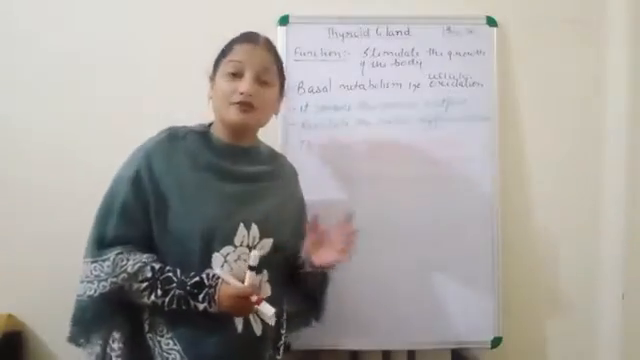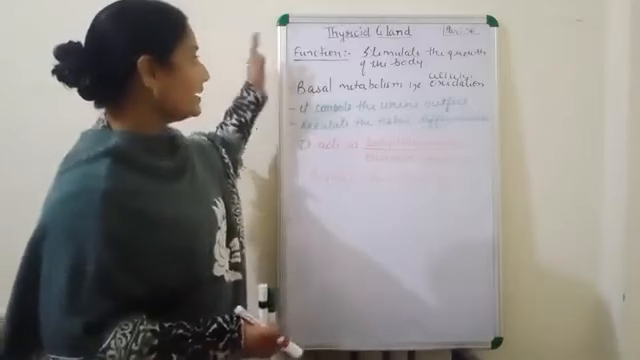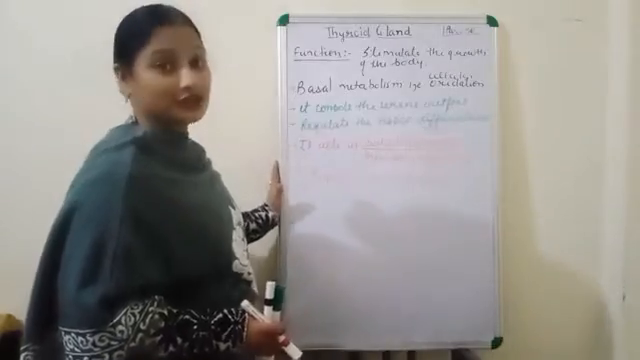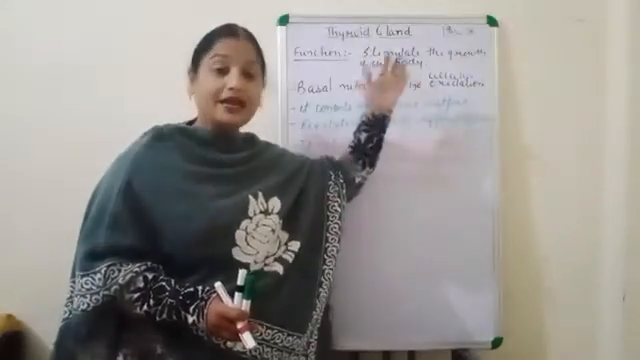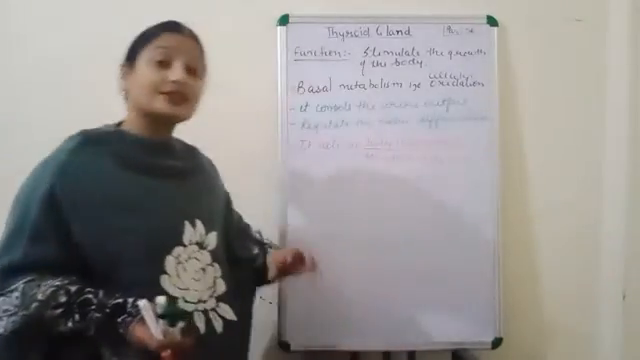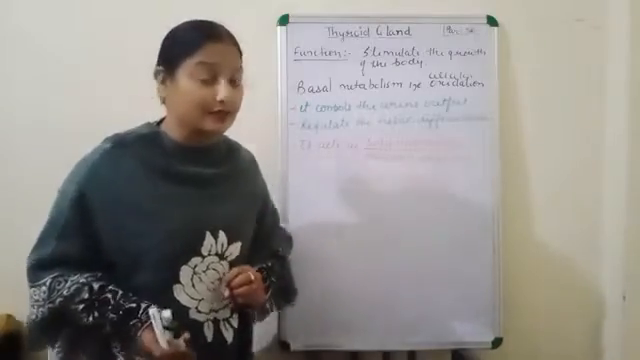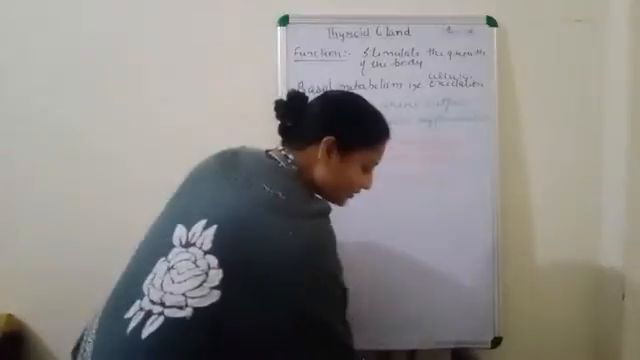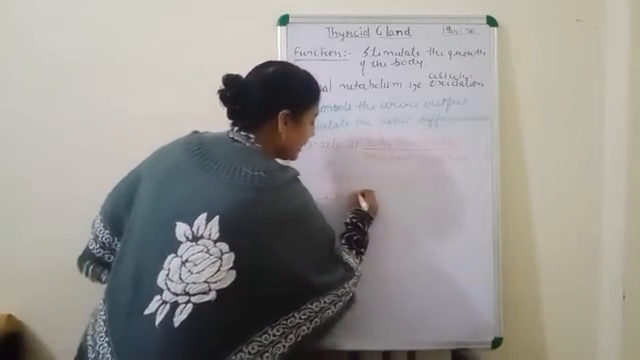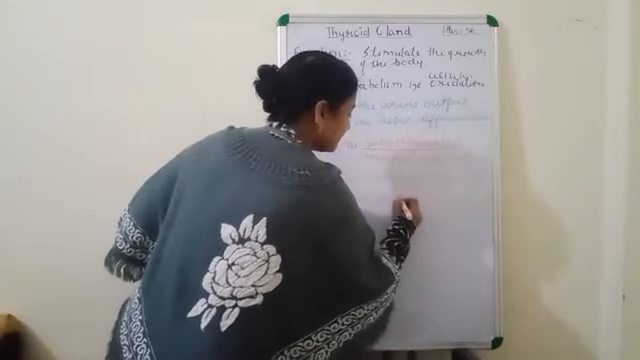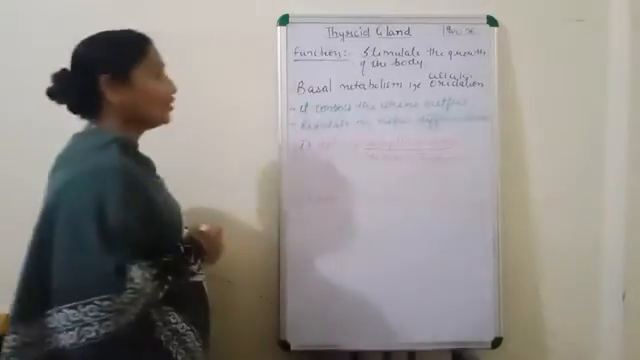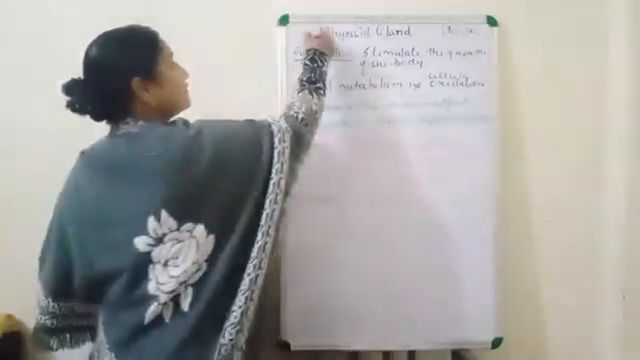Actually, there are many more functions of this thyroid gland. It secretes thyroxine, and thyroxine does all these functions. It stimulates the growth of the body. Even you can write down that it maintains your iodine and calcium level in the body. So what are these functions? The functions of thyroxine, children.